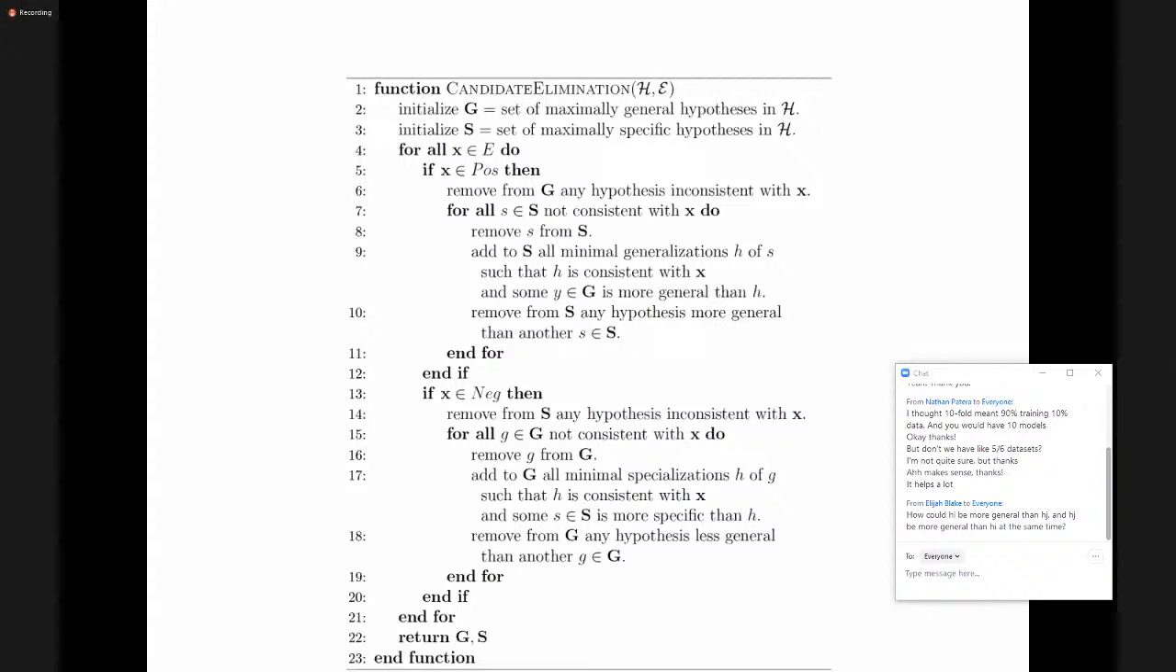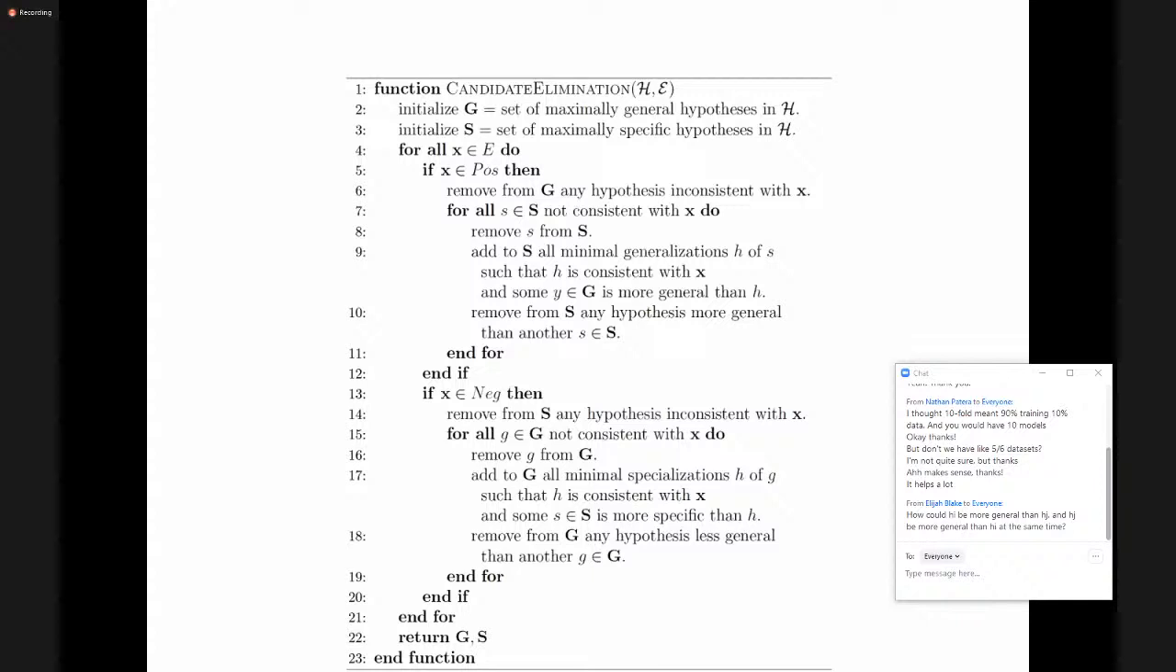Then what candidate elimination does is it looks at each data point one at a time. It does not iterate in this case. In fact, you'll see in a minute that it doesn't have to, and it eliminates candidate hypotheses from H by updating those boundaries of S and G. Starting in line 4, we've got this loop through the training data set E, and you'll see we only loop through once.